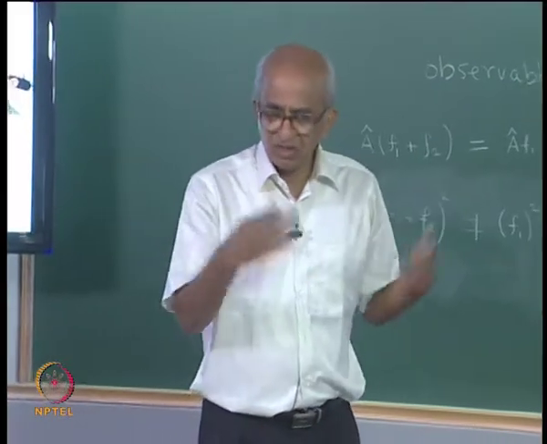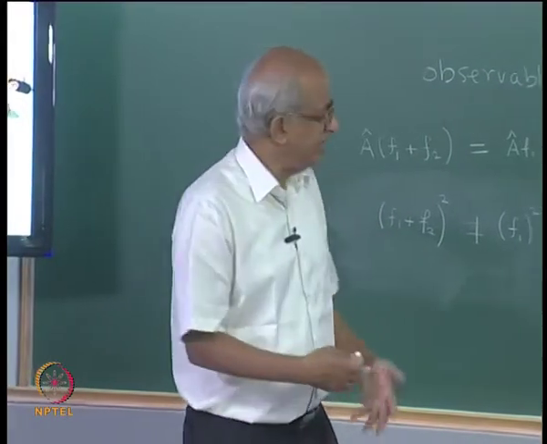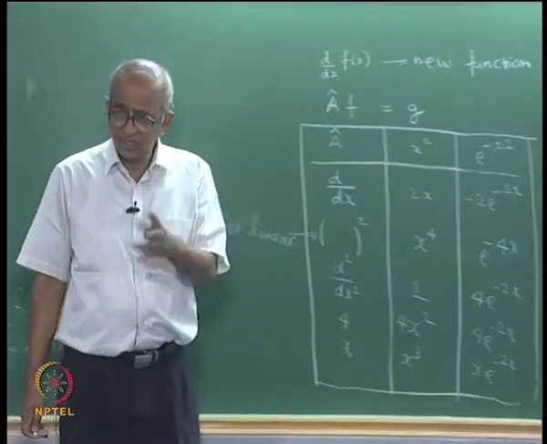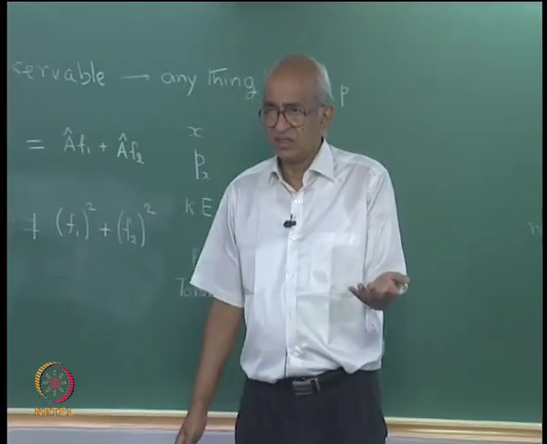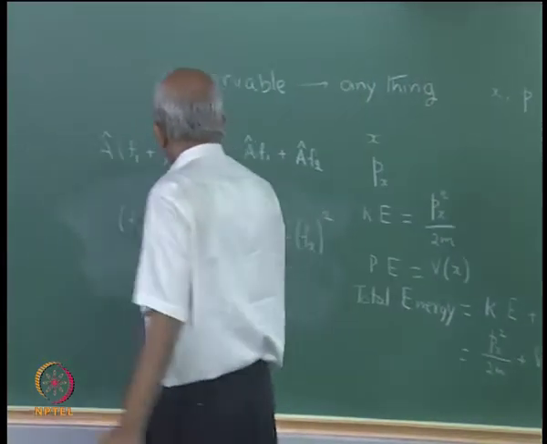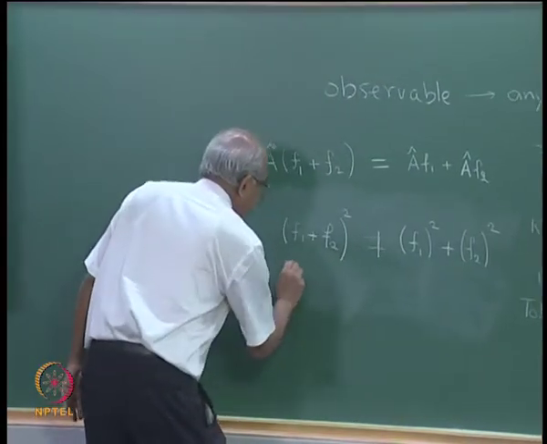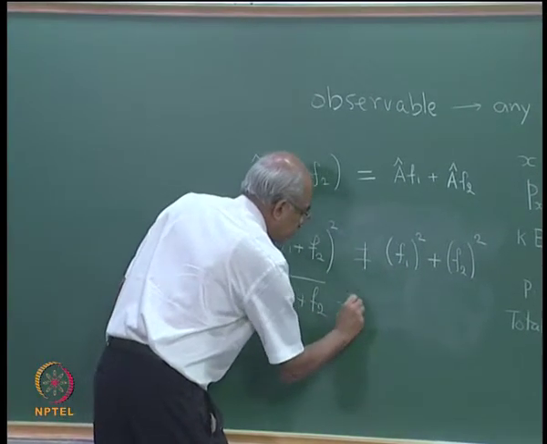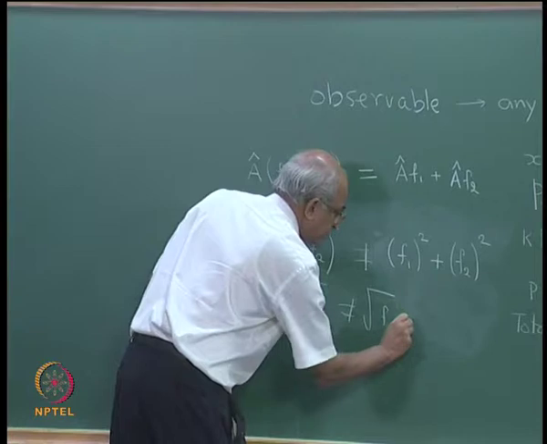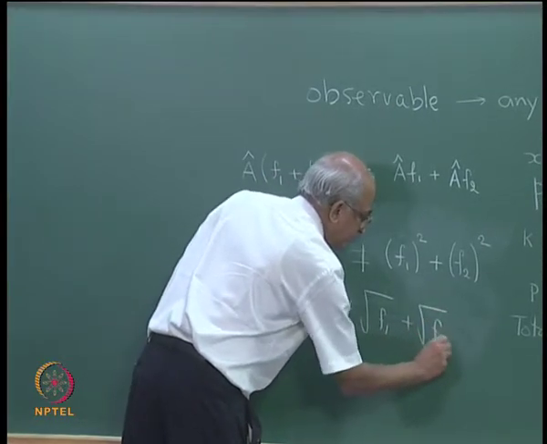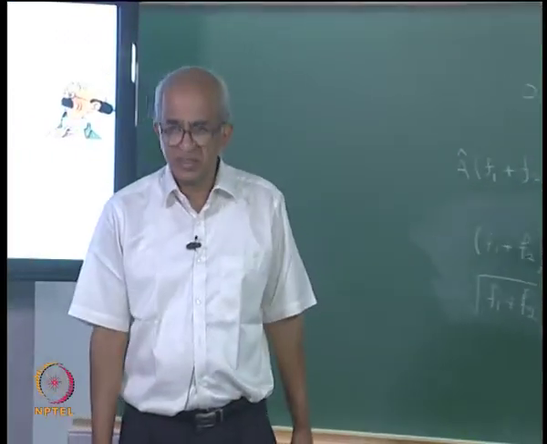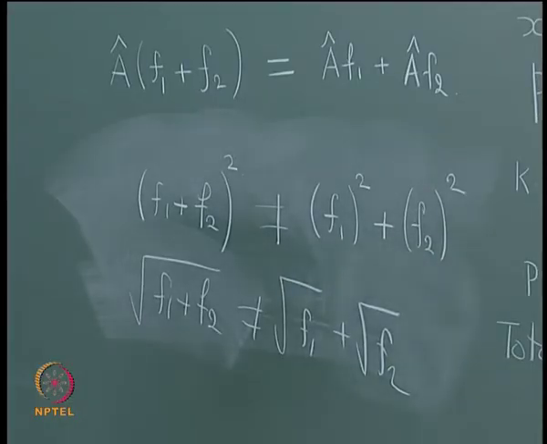Now, it is easy to think of operators which are not linear. For example, instead of taking the square, suppose you had taken the square root. See, the square root of f1 plus f2 is not equal to the square root of f1 plus the square root of f2. So, therefore, this is another example of an operator which is not a linear operator.